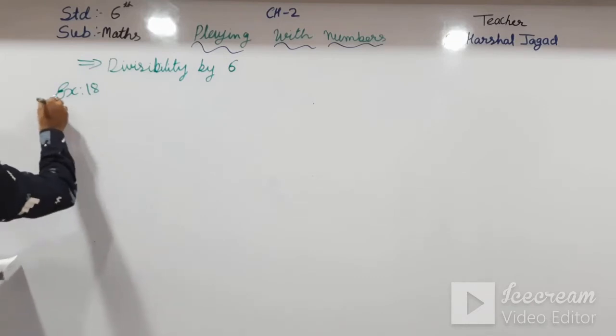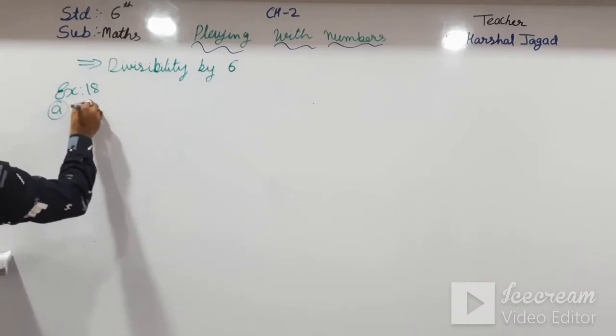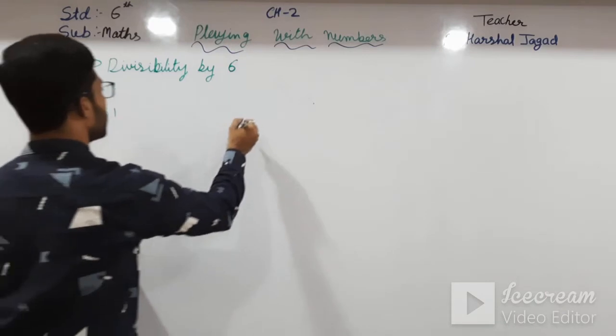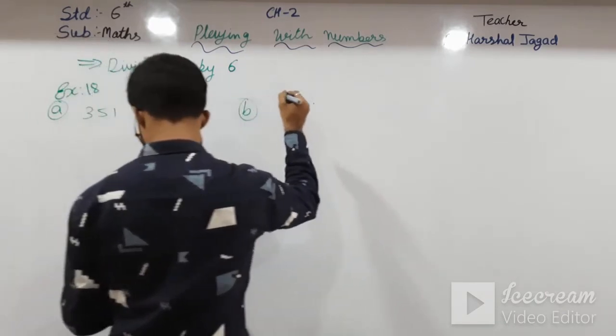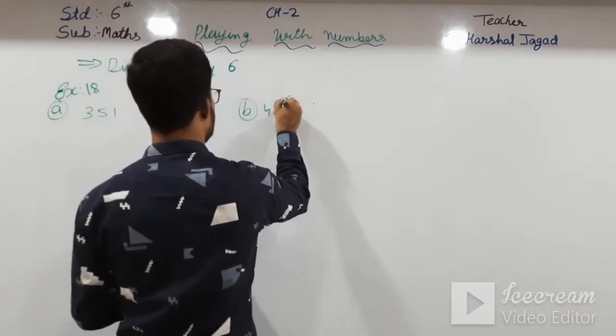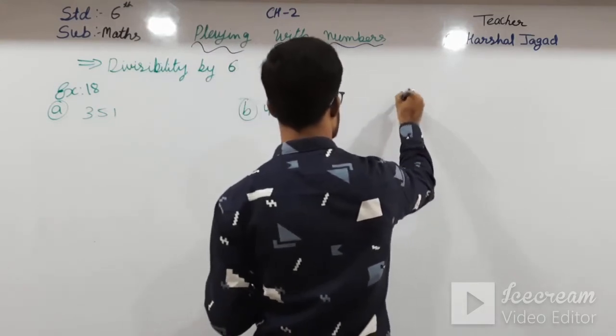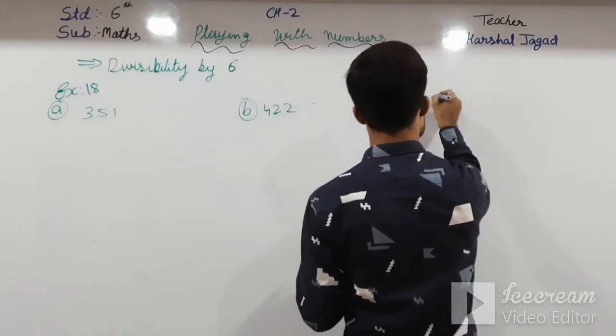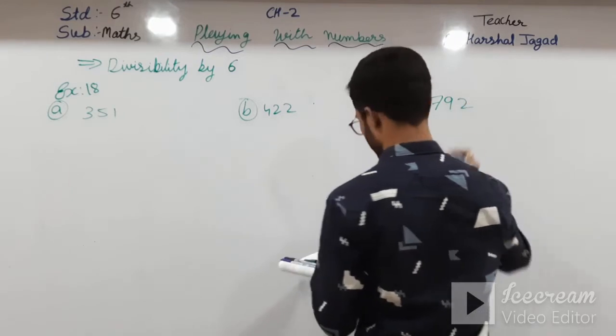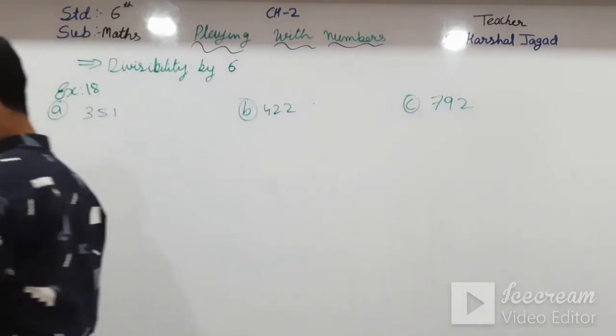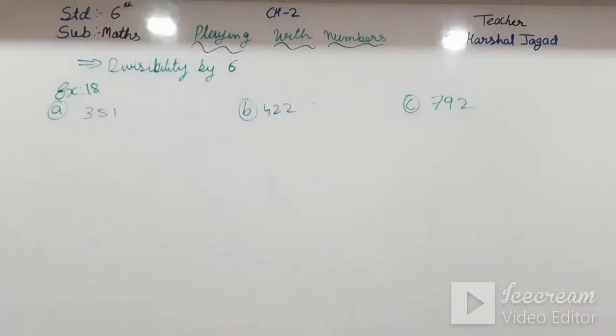Example number 18. A is 351, B is 422, and C is 792. Okay, students, we have to see which number is divisible by 6.